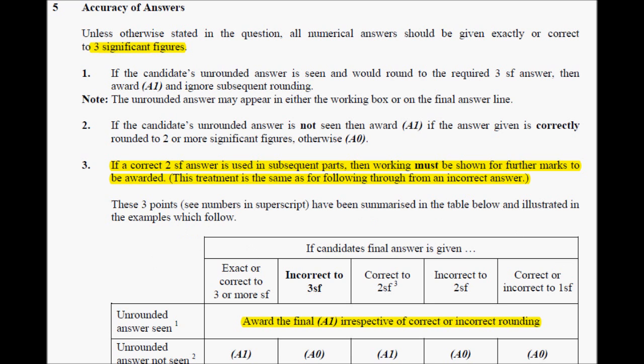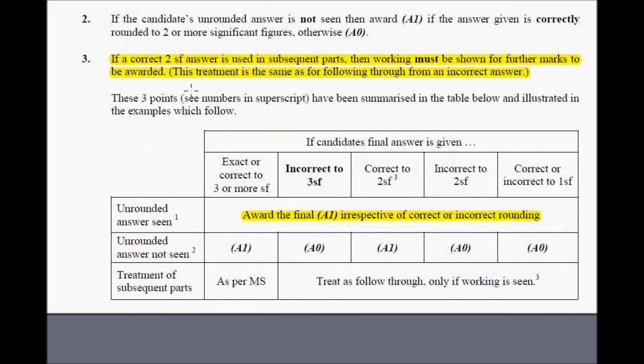So if we look at this down here, this is just a summary of it. You get your unrounded answer seen here. It's correct, A1. It's three significant figures. It's cool, you get an A1. Incorrect, you get an A0. Obviously, correct to two significant figures, they'll even give you that. Then all the rest is wrong. So make sure you do that.